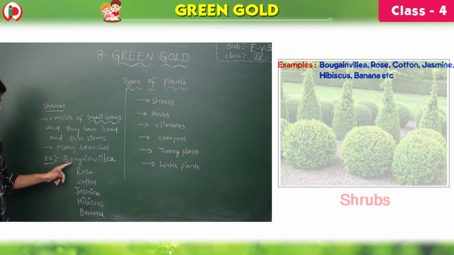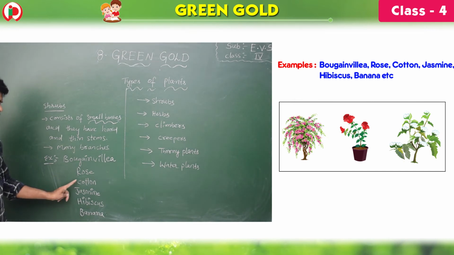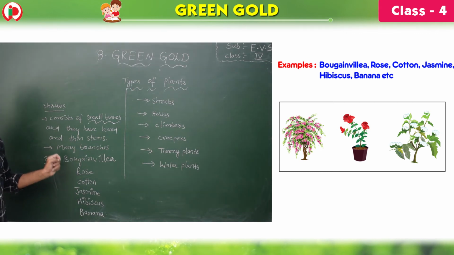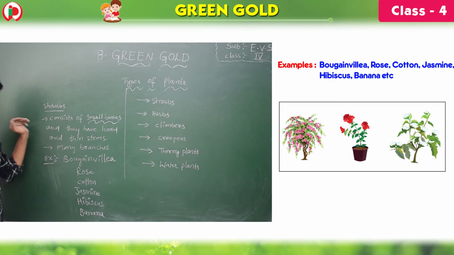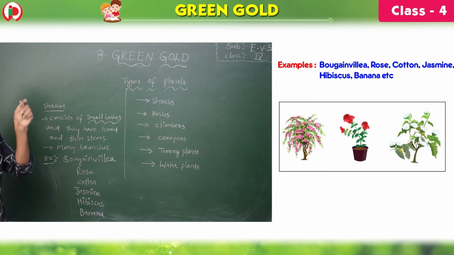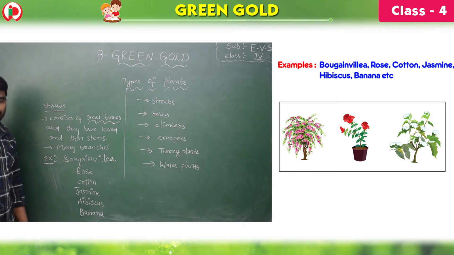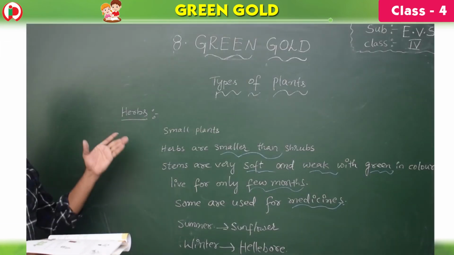Examples: bougainvillea, rose, cotton, jasmine, hibiscus, banana. As these grow close to the ground, they are called bushes. They have many branches and the stem is hard but thin. Okay. Children, next see herbs.